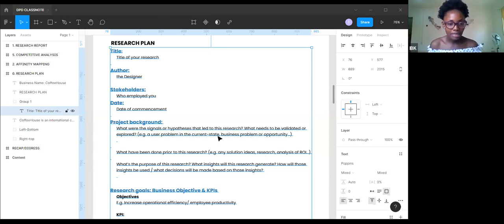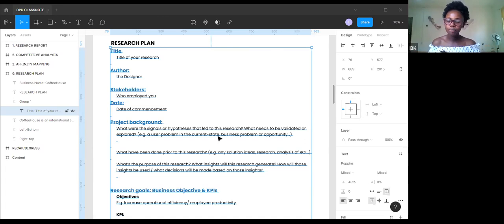I have here, I said, what were the signals or the hypotheses that led to this research? The research that you're conducting now, what were the things that you saw? What were the hypotheses that you were able to develop that led to this research? What needs to be validated or unvalidated or explored? Example, a user problem in the current state, business problem or opportunity.